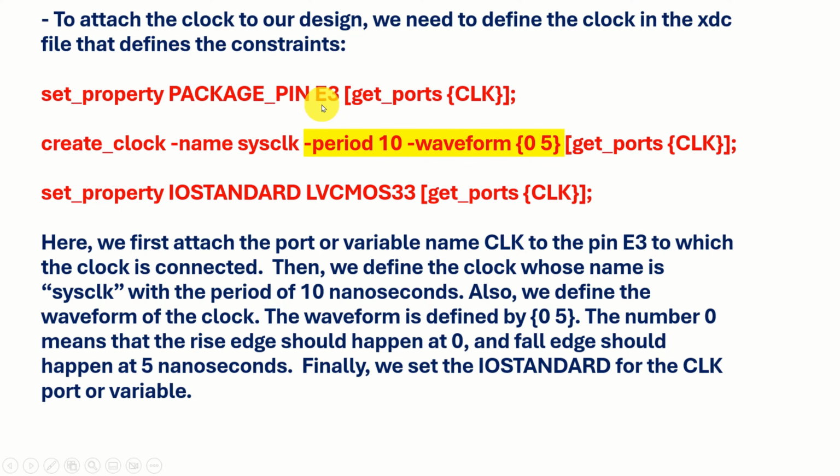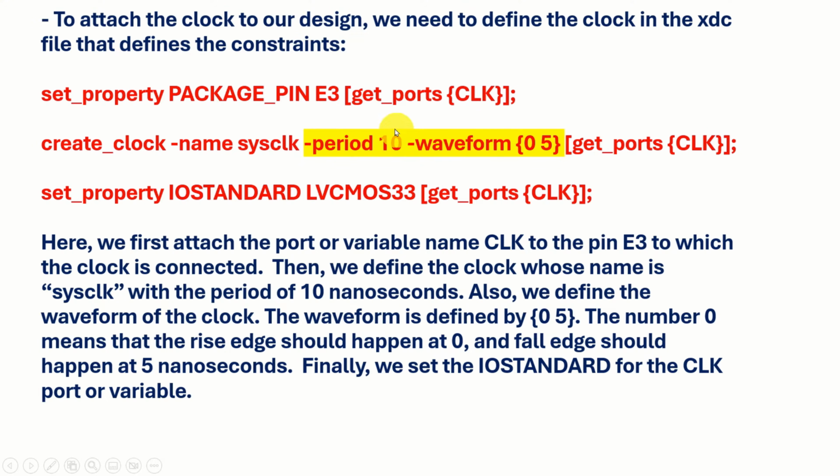And if you go several minutes in the past and watch the tutorial, I mentioned that the clock is attached to the pin E3. Consequently, the port clock is attached to E3, that is, it's attached to our clock. Next, over here in the same file, we need to enter this line. First of all, this line will create a clock whose name is system clock. You can use any other name.